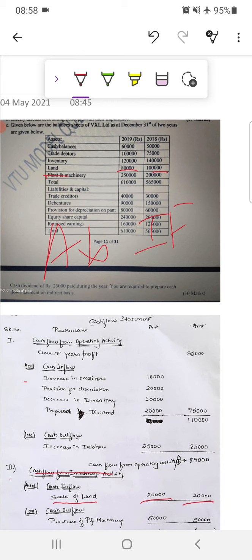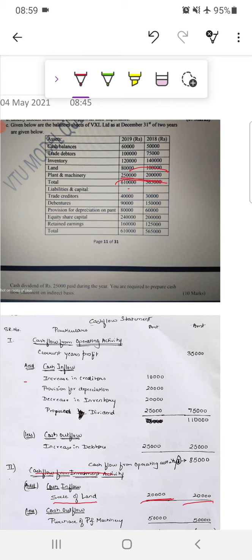of land 20,000. Now how did we get 20,000? It was 1 lakh in the previous year. Now the land value, as per the balance sheet, is 80,000. That means it has decreased by 20,000. So 20,000. Next, plant and machinery.